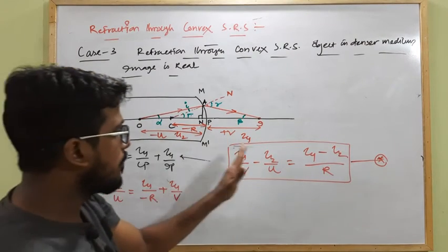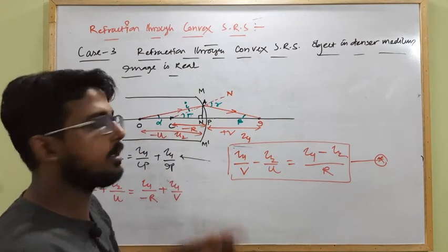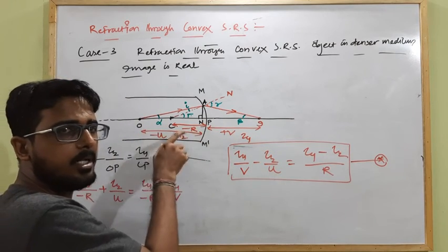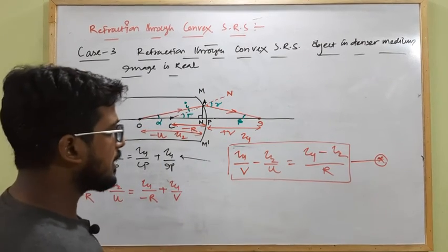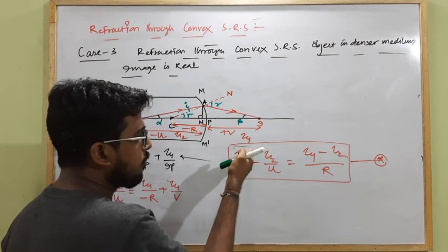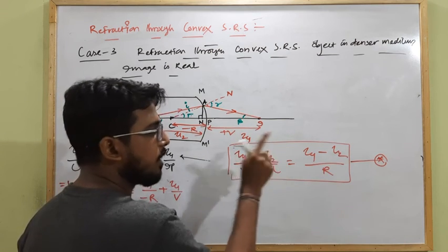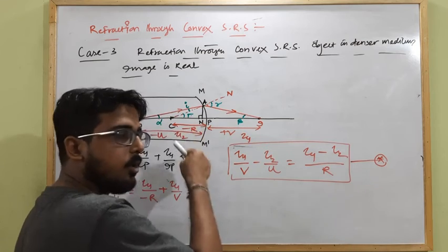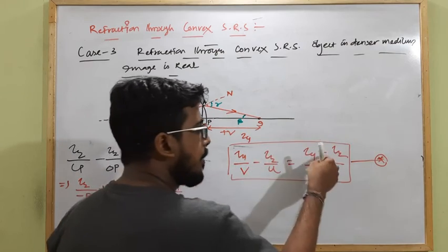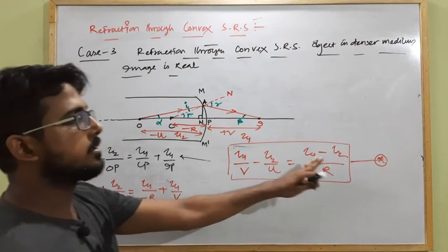Clear? You have to remember mu1 in this case will be the refractive index of the medium into which the light ray is going, and mu2 for this case is the refractive index of the medium from which the light is coming. So in general, in this formula you have to remember: mu, the refractive index to which light is going, divided by V, minus mu, the refractive index of the medium from which light is coming, divided by U, equal to mu to which light is going minus mu from which light is coming, divided by R. Clear? This expression will be this much.